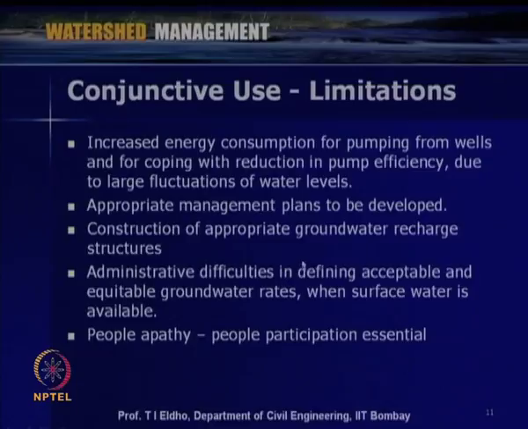Then there are administrative difficulties in defining acceptable and equitable groundwater rates when surface water is available. If you are going for conjunctive use on a watershed scale or river basin scale, we have to define that this much percentage should be from surface water and this much percentage from groundwater. We have to assess all these and then come up with appropriate conjunctive use plans. Due to that there can be some administrative difficulties.